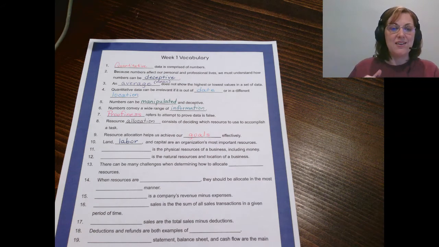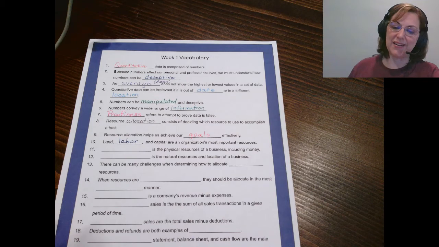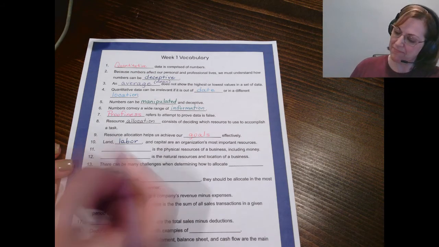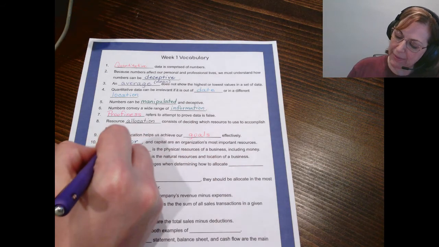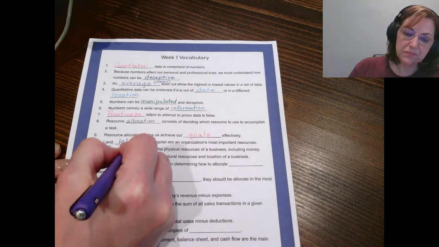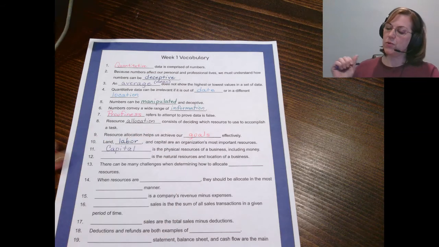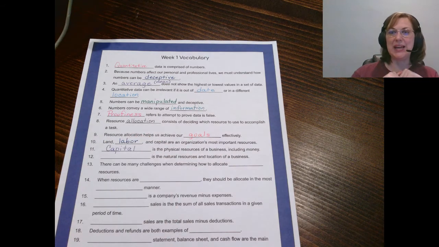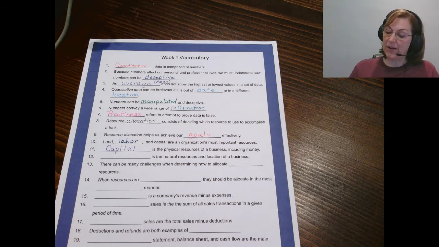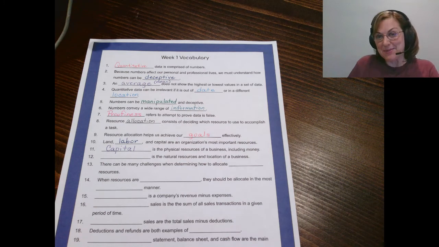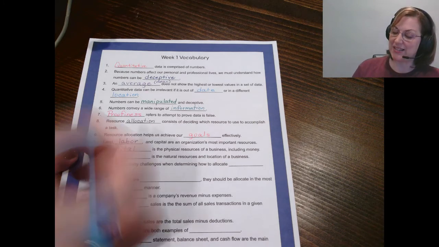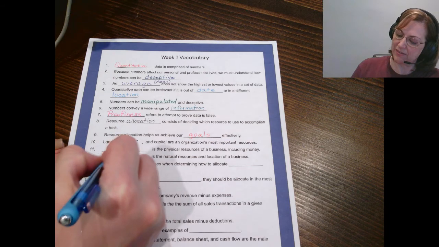All right. Number 11 here. And this one is, we just talked about this one, right? Capital is the physical resources of a business, including money. Okay. And then number 12, we also talked about this one, right? Blank is the natural resource or location of a business. That's the land.